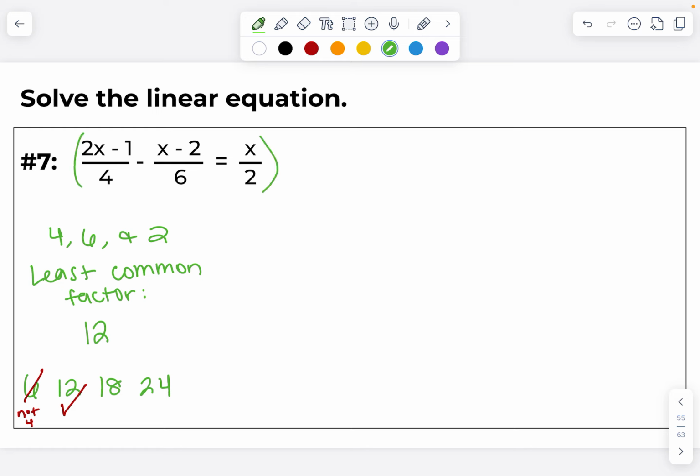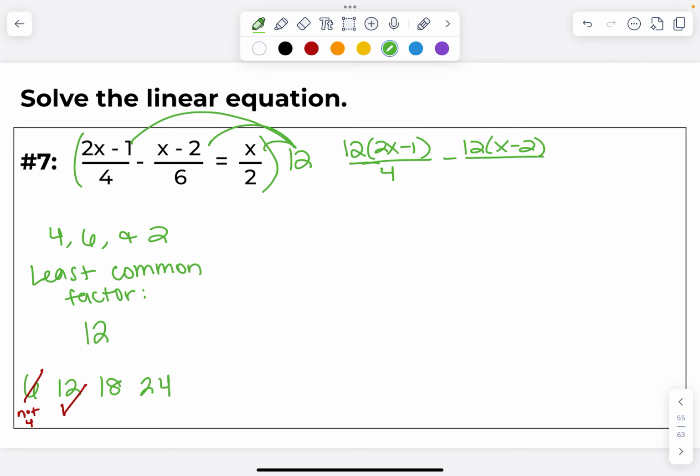So we are now going to multiply this whole thing by 12. And when I do that, I get this. So I want you guys to take a second and try to simplify this on your own. Simplify those fractions and give me what comes next in that next step once we've simplified our fractions.